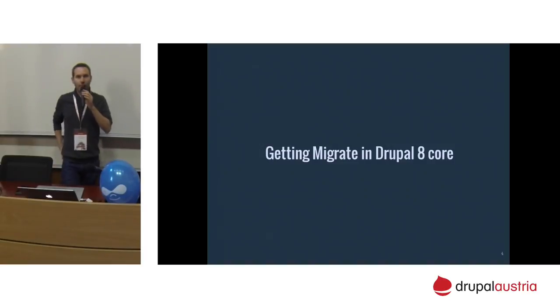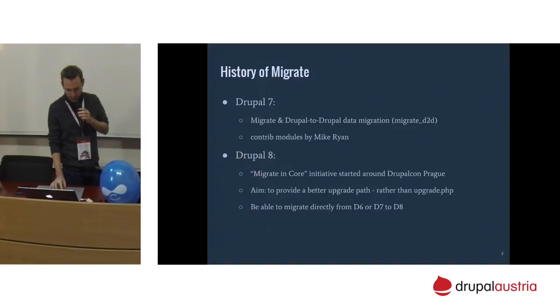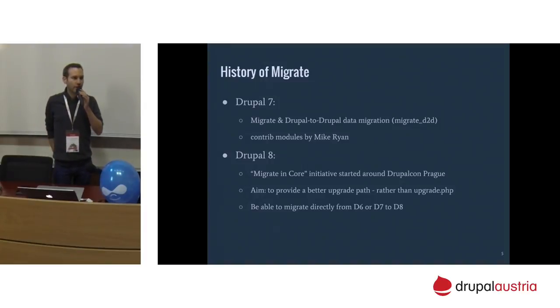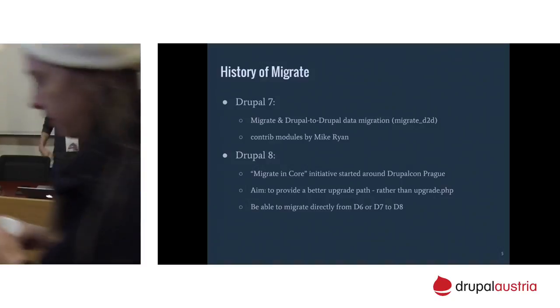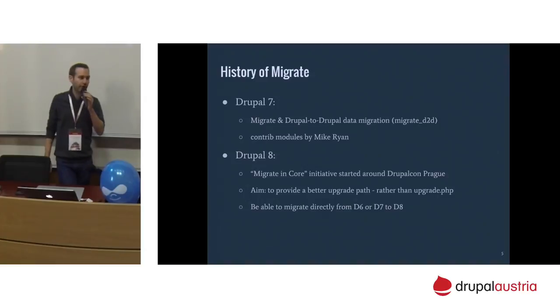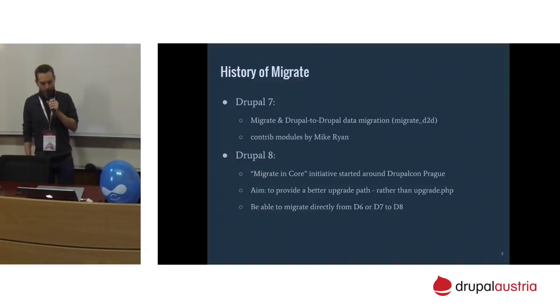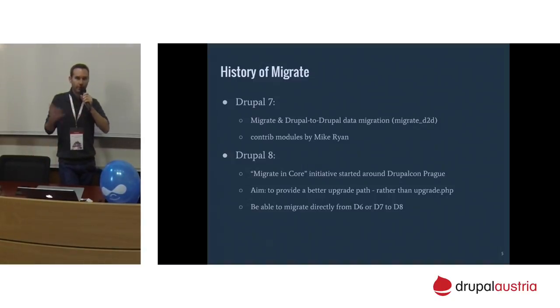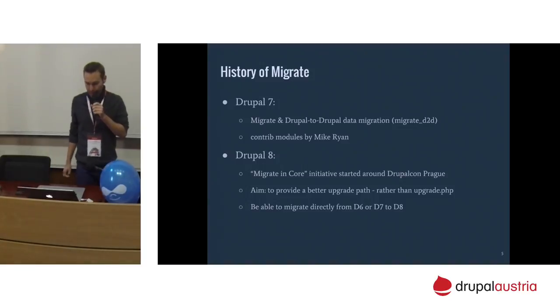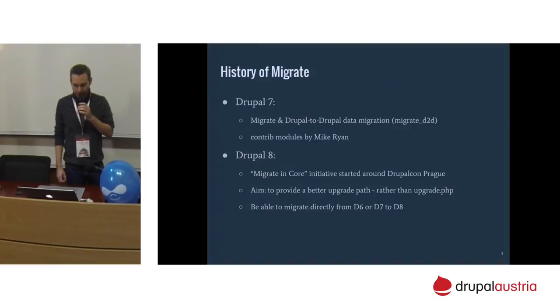Okay, so first we're going to check how the Migrate module actually became part of Drupal core and how everything got started. In Drupal 7, you might have used the Migrate module. It was a module mainly created by Mike Ryan that allowed for robust migrations from all kinds of systems or data sources into Drupal 7. And there was also a specific module, Drupal to Drupal data migration, Migrate D2D, which helped you migrate from Drupal 6 to Drupal 7, or from Drupal 7 to Drupal 7, if necessary.